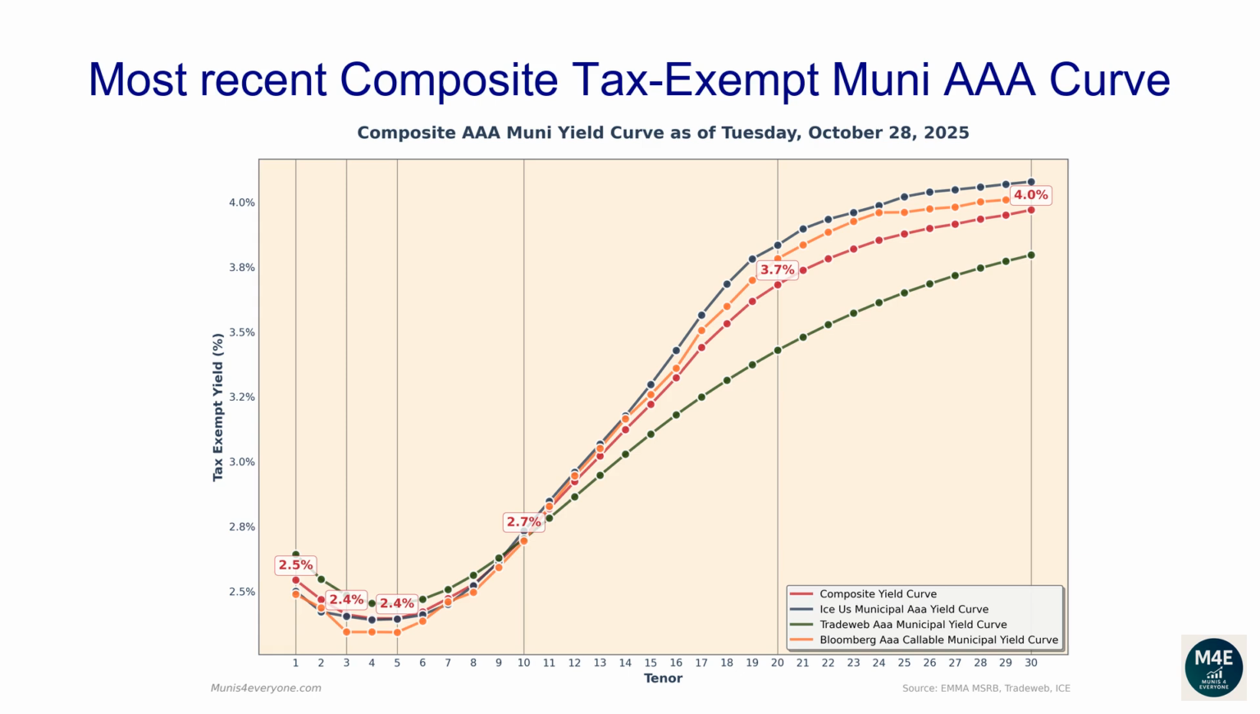The one-year composite tax-exempt yield is 2.54%. The two-year yield is 2.47%. The three-year yield is 2.41%. The 5-year yield is 2.4%. The 10-year yield is 2.71%. The 20-year yield is 3.68%. The 30-year yield is 3.97%.